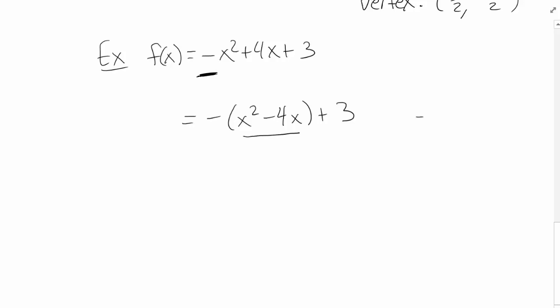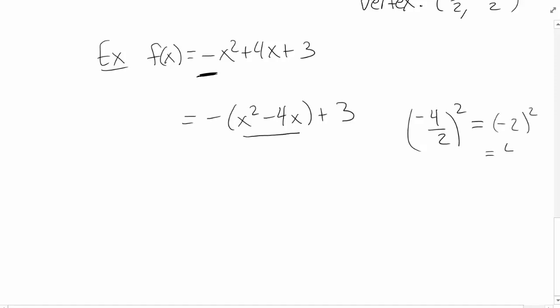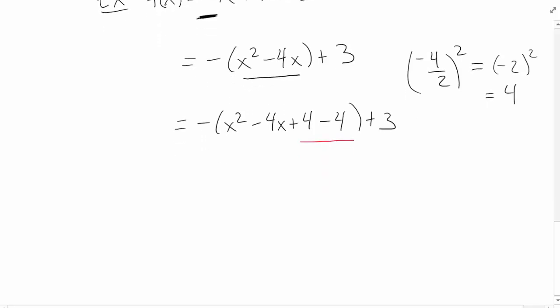So now I'm going to complete the square on the x squared minus 4x part. So I take that new b, which is a negative 4, divide by 2, and square it. Negative 4/2 is a negative 2. Square it, and I get 4. So 4 is that magic number. So I'm going to add 4, and then I'm going to subtract 4 right away. Because again, really, this plus 4 minus 4 is like adding 0. It doesn't actually change it, it just changes how it looks, which is the goal.